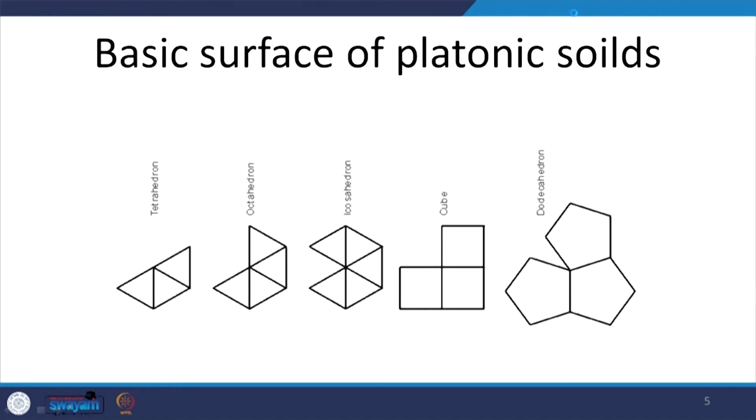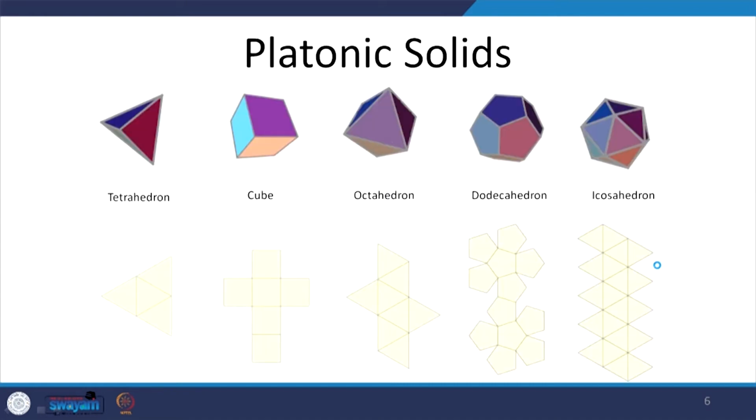Now, when we go on to develop the surfaces for these platonic solids, we know very clearly what the generating surface is. In case of the tetrahedron, we basically have an equilateral triangle, the octahedron also, and the icosahedron also. For a cube it's a square, and for a dodecahedron it's a pentagon. Let's see how these unfold.